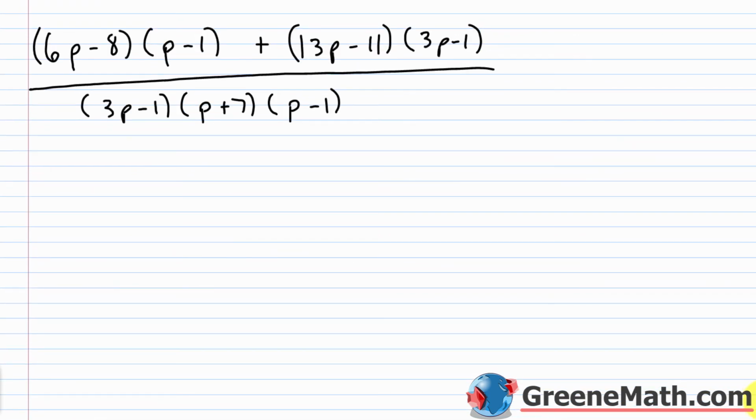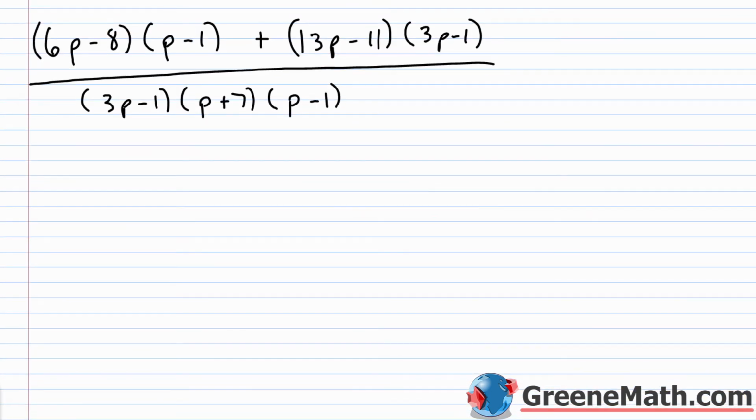And again, these can get quite tedious very quickly. So let's go ahead and use FOIL here. 6p times p is 6p squared. The outer, 6p times negative 1, would be negative 6p. The inner, negative 8 times p, would be negative 8p. We can go ahead and combine like terms here. We know that's negative 14p. And the negative 8 times negative 1 is positive 8.